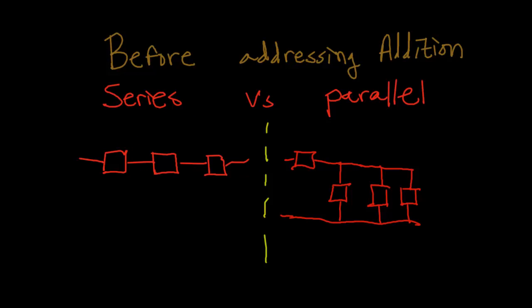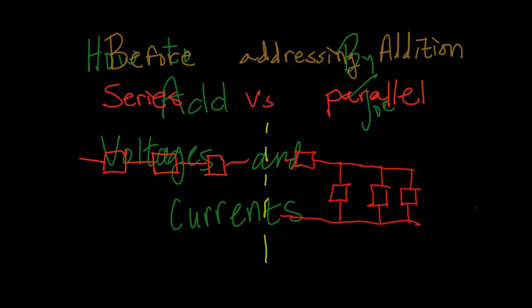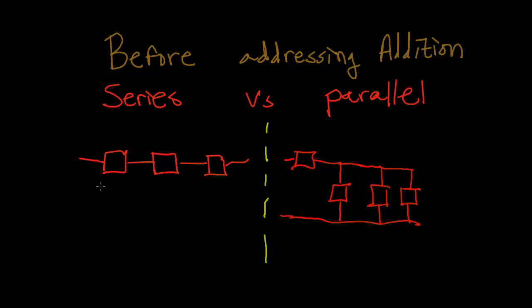Before addressing addition of currents and voltages and how that works, I need to discuss what series versus parallel is. Series is when you have a node, and we can call that node anything. We'll just call it A, which we can see right here on the left hand side. So we have node A, and then we have node B, C, and D. And what I'll define as a node is just this point, this point, this point, and this point.